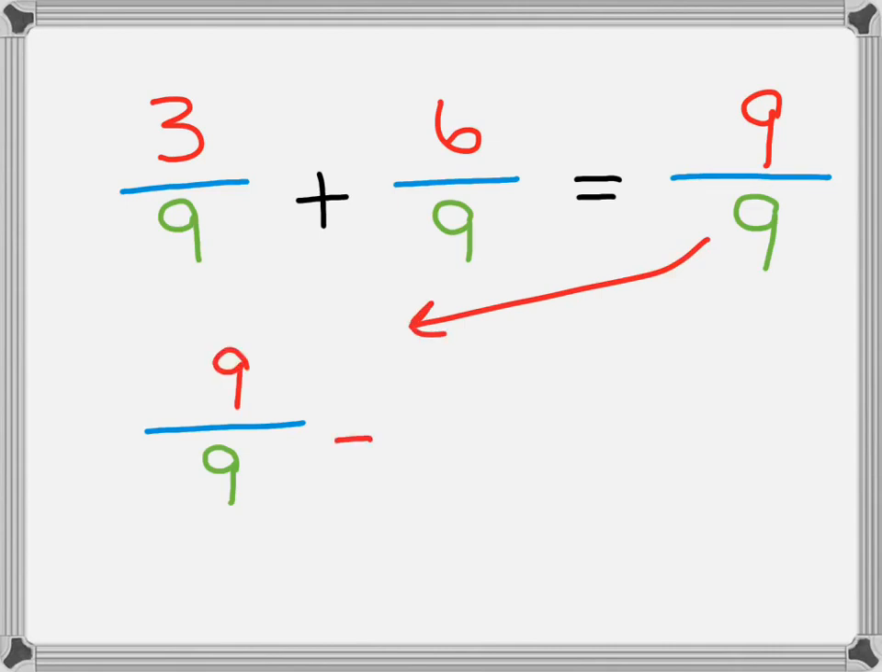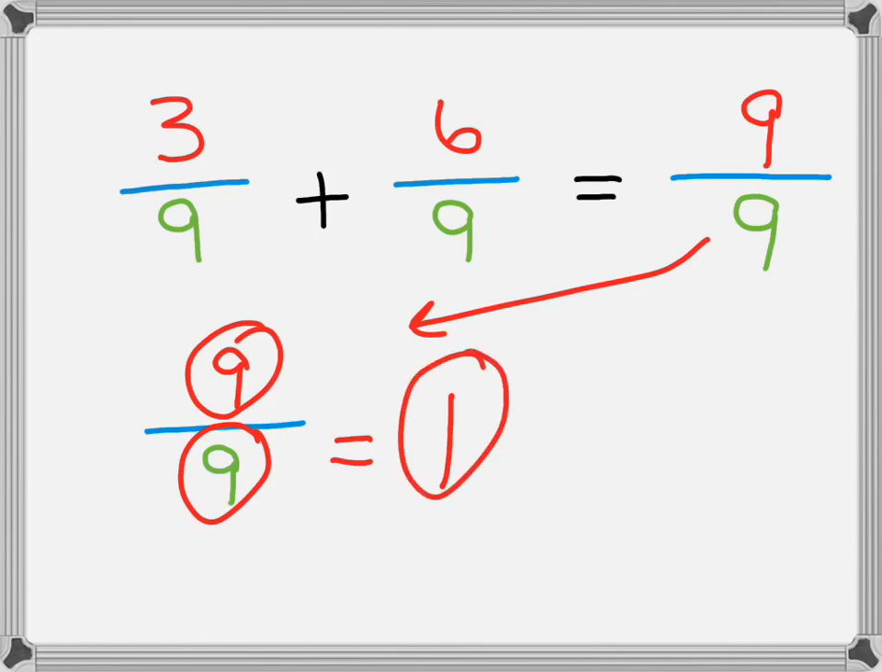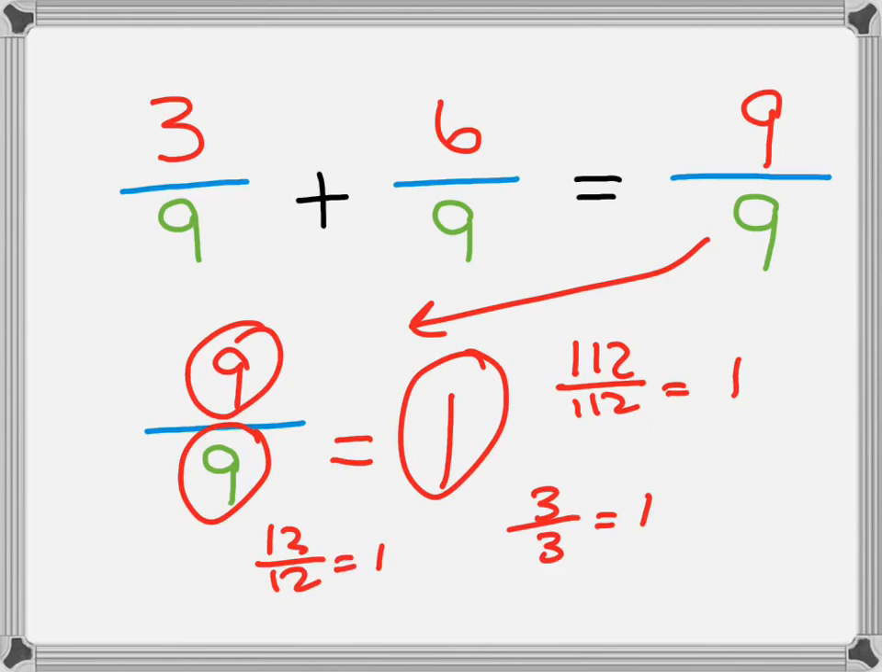9/9, and we're going to say equals 1. Anything that has the same at the top and the bottom is equal to 1. Doesn't matter what the number is. If I had an example of 112 over 112, it would be equal to 1. If I had 3 over 3, it would be equal to 1. If I had 12 over 12, it would be equal to 1. Okay, so as long as you remember this rule, the minute we have top and bottom exactly the same, it's equal to 1.